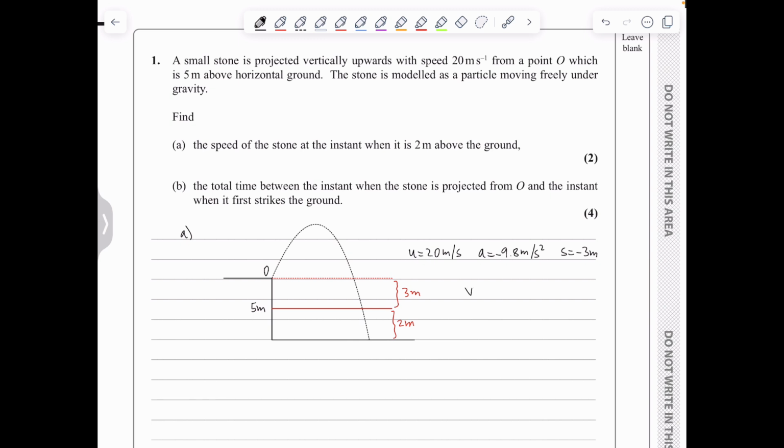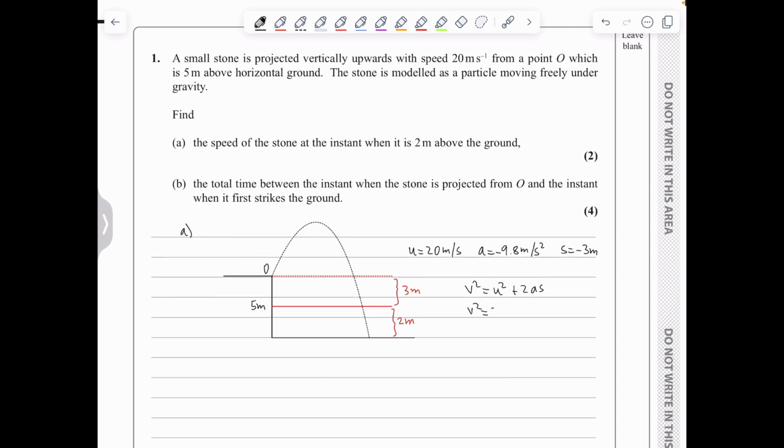I will be using v squared equals u squared plus 2as, which means that we've got v squared equals 20 squared plus 2 times minus 9.8 times negative 3. So we get v squared to be 458.8. If I take the square root, we get that v is 21.4 meters per second. Remember that because we're using g to be 9.8, we should be quoting final answers to 2 or 3 significant figures.